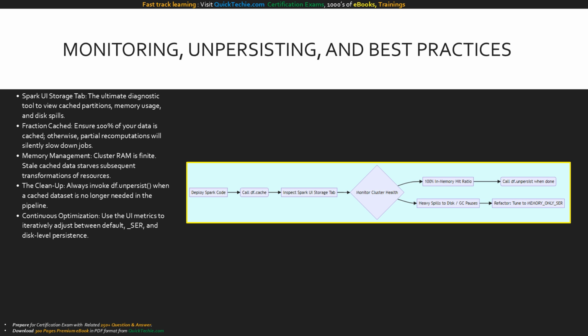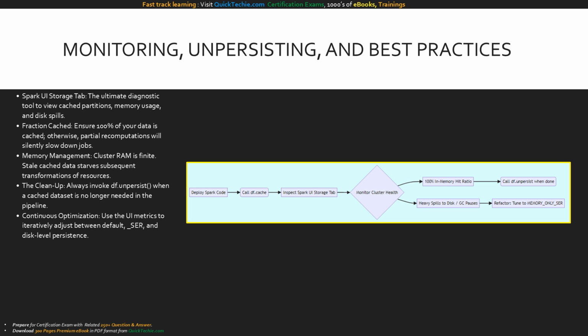This final flowchart represents your ongoing, iterative lifecycle as a professional Spark developer. You deploy your Spark code, trigger the cache, and immediately jump to inspect the Spark UI Storage tab. From there, you actively monitor the cluster health. If you see a 100% in-memory hit ratio and everything is running smoothly, great job. You finish your pipeline logic and responsibly call unpersist to clean up your footprint.